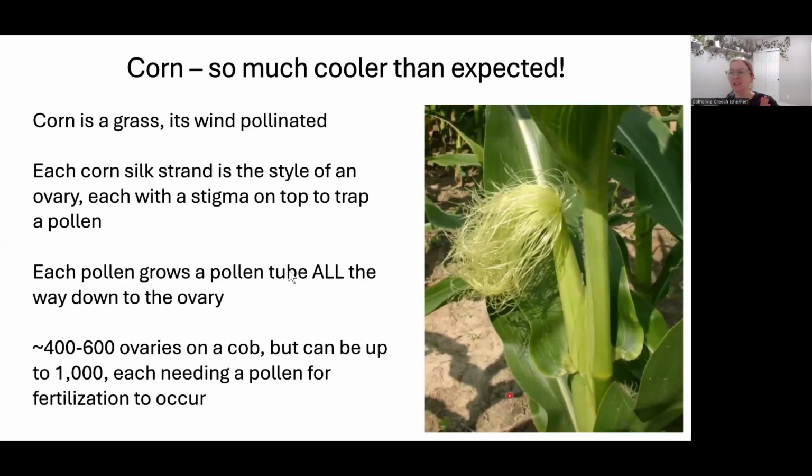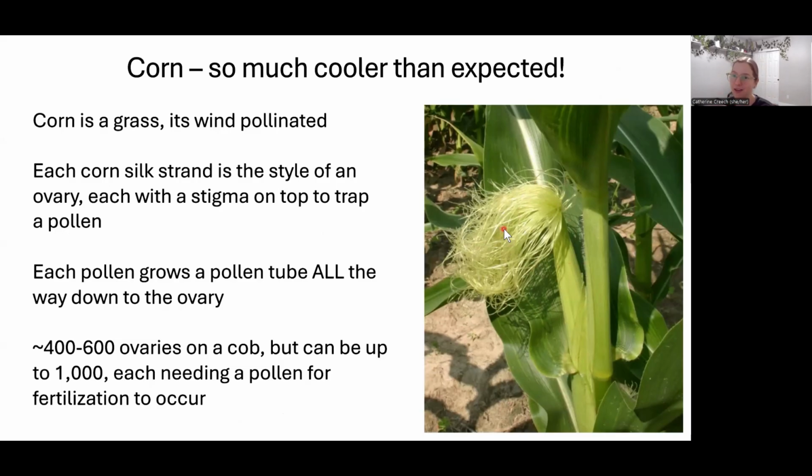And I want to end with corn. So corn is incredible. It's way cooler than expected. And I'm going to explain why. Corn is a grass. Corn is wind pollinated. So here I have a female ovary structure of a corn, and I have all of this corn silk. Each corn silk is a stigma and a style that connects to an ovary.